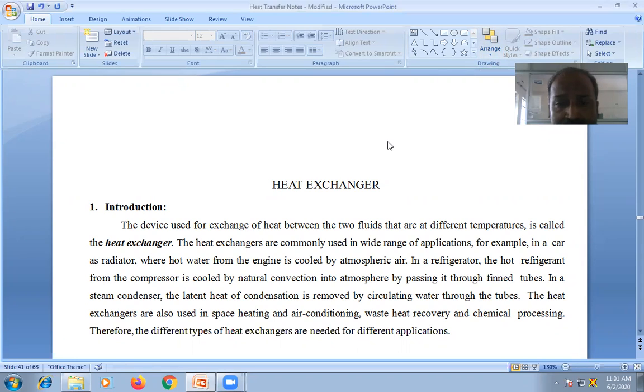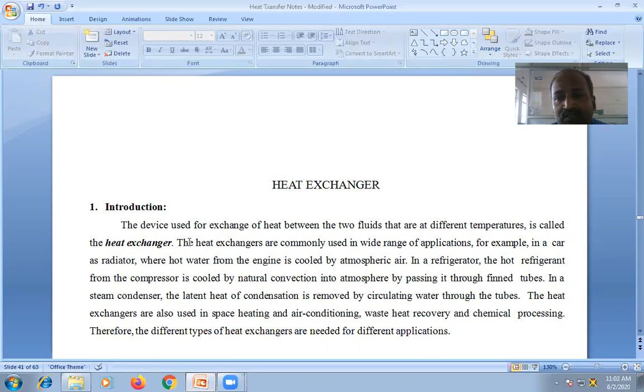Dear students, we are going for the concept of heat exchanger and the major classification of the heat exchanger. Here, the heat exchanger is the device used for the exchange of heat between two bodies that are at different temperatures. Means there are two fluids: one is the hot fluid and another is the cold fluid. The hot fluid naturally is at the high temperature range, whereas the cold fluid is at the low temperature range.